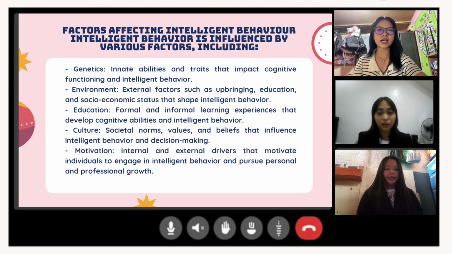Next is the culture. So, culture, societal norms, values, and beliefs that influence intelligent behavior and decision making. In culture, your culture shapes which skills you prioritize, like collaboration, creativity, or resilience.